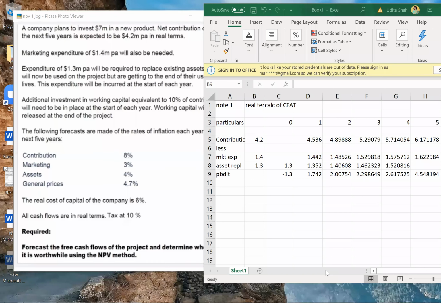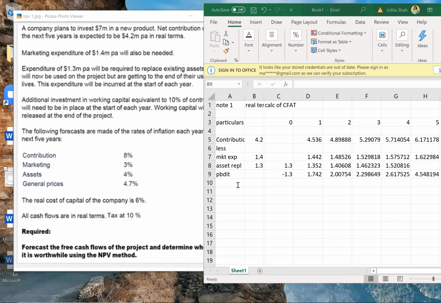So let us continue now. I hope no one has any doubt. If you have any doubt, ask me. I can explain the calculation once again if you want. So now till PBDIT I have done. After PBDIT, what do I need to do?